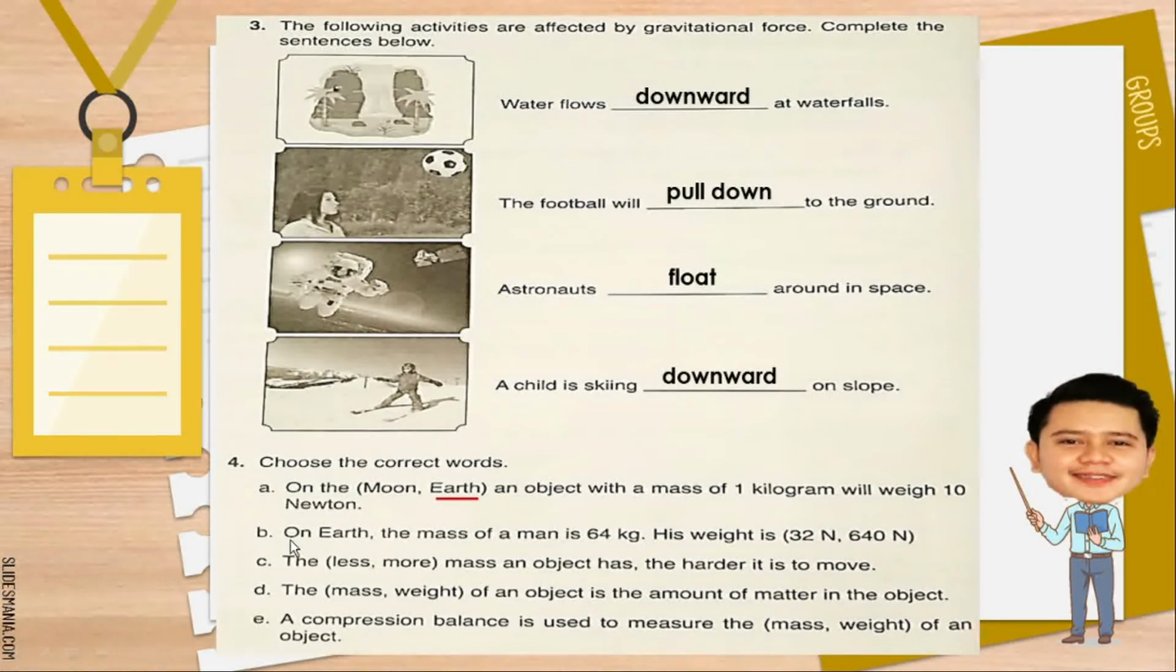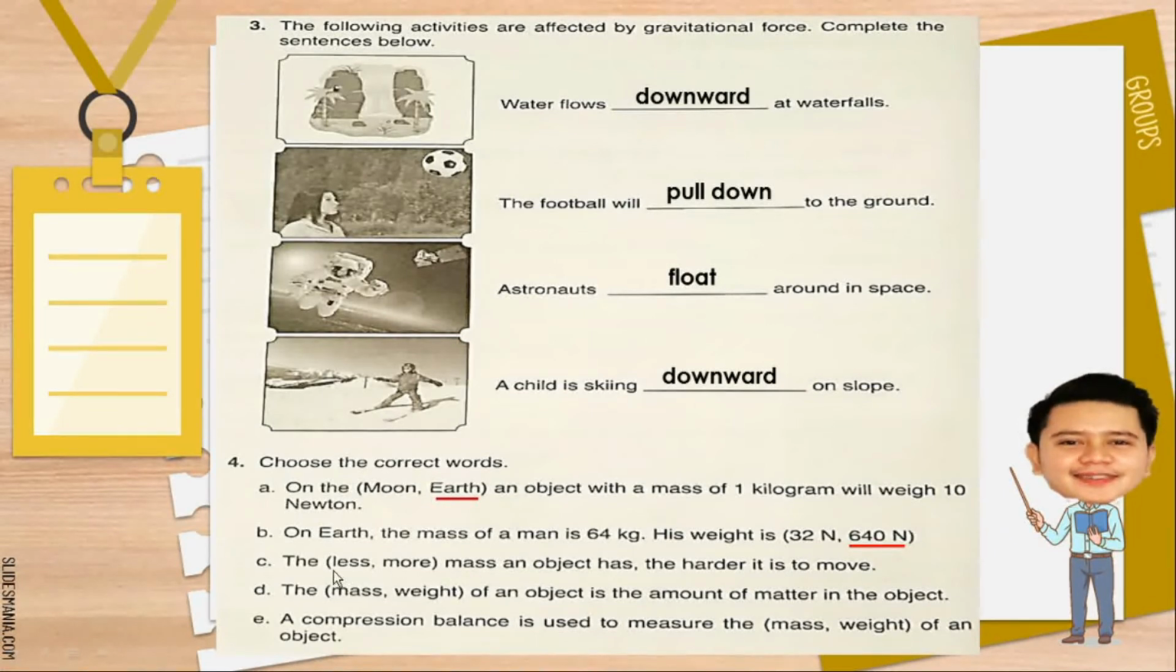Next, letter B. On earth, the mass of a man is 64 kilograms. His weight is 32 newtons or 640 newtons. What do you think is the correct answer? Alright, that is 640 newtons because 64 times 10 is 640 newtons. Okay, next, the less or more mass an object has, the harder it is to move.